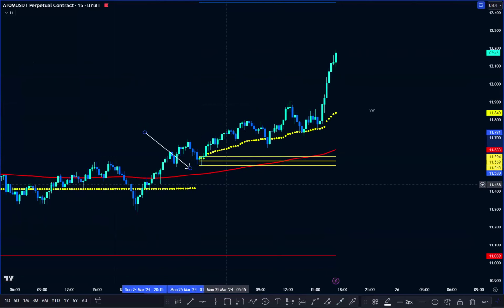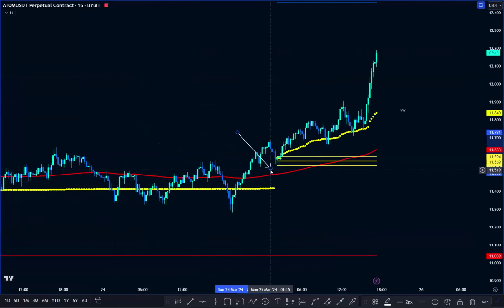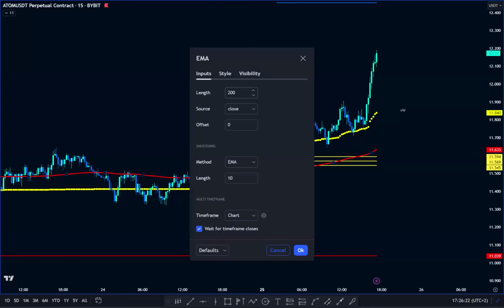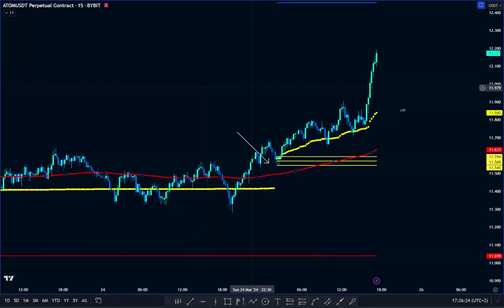I'll show you some examples. The EMA is above in some, below in others. But what I've noticed is when the weekly pivot is above the 200 EMA over here, it seems to be more of a trending market.